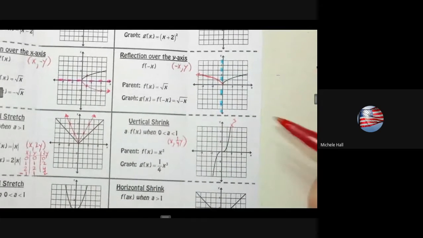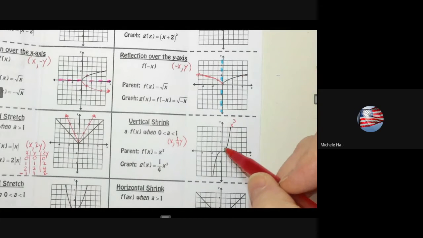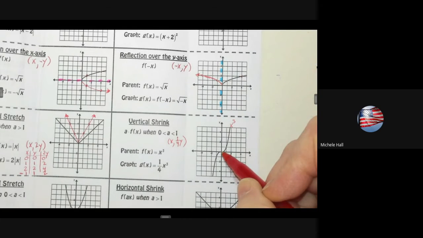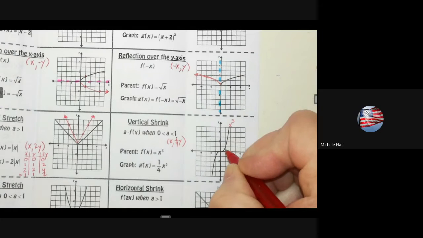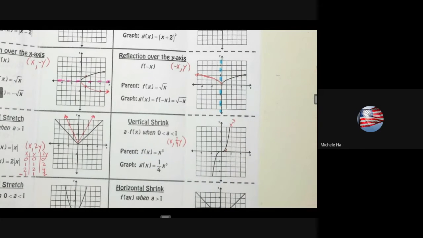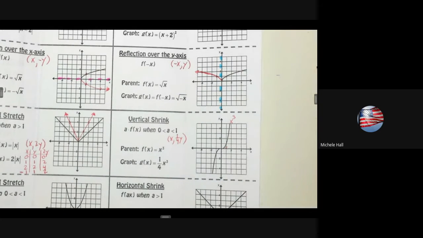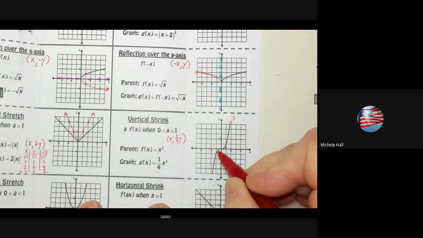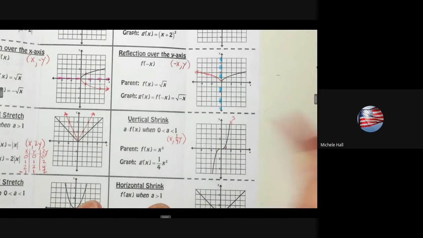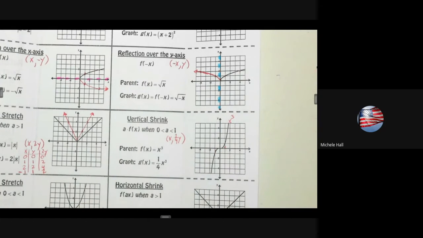All right, so 0, 0 would still be there. 1/4 of all my y's. Well, here's 1. That means 1/4 would be down here. It's laying down, and that would be true as well over here. It would be laying down more. You can make a table of values for all of these.